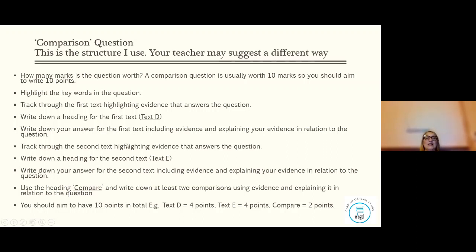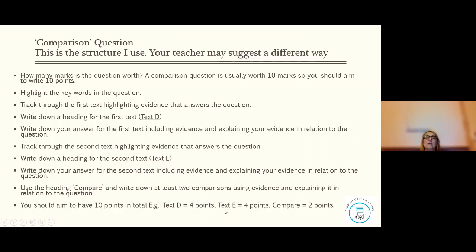We write down a heading again for the second text, so text E, write down the answer for the second text, and then we'd write down a third heading, compare. Okay, so you should aim to have 10 points in total. So for example, text D, you have 4 points, text E, you have 4 points, and the comparison part, you might have 2 points. You can change that around as long as you've got 10 points in total.